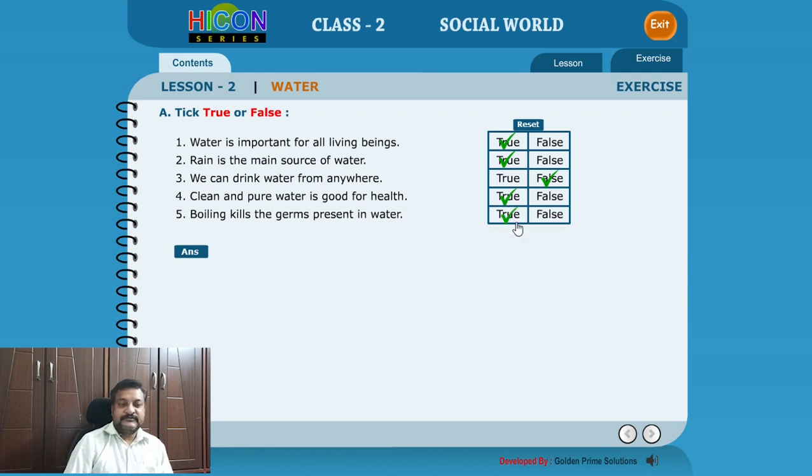Now, water is important for all living beings is a true statement. It's a correct one. Rain is the main source of water. Again, that is a correct one. We can drink water from anywhere is a wrong answer because we need to be very careful while drinking water. Clean and pure water is good for health. It's a true statement. Boiling kills the germs present in water. It's also a true statement.